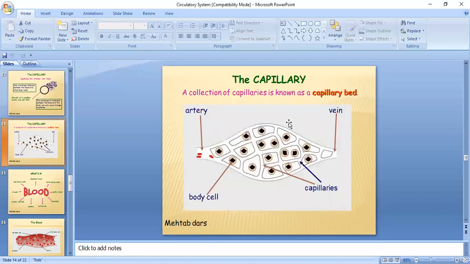Again, now this is the capillary. The collection of capillaries is known as the capillary bed. Now you can see here the main heart vessel is the aorta, which is divided into arteries, and again arteries are divided into different arterioles. And from this side, a lot of veins make a venule, and then these venules merge with the arterioles to make a capillary bed. So these all are the capillaries, and in between are the body cells, which are directly in contact with these blood capillaries for exchanging the material.